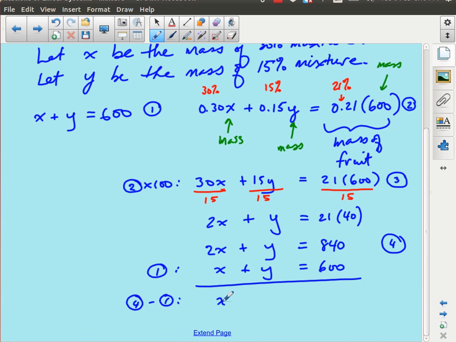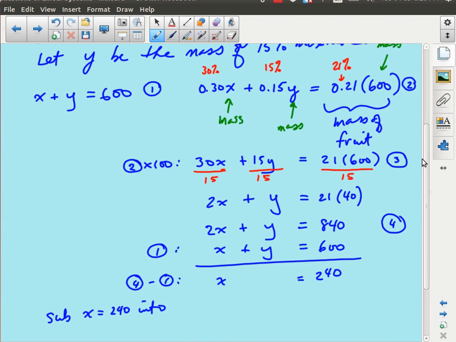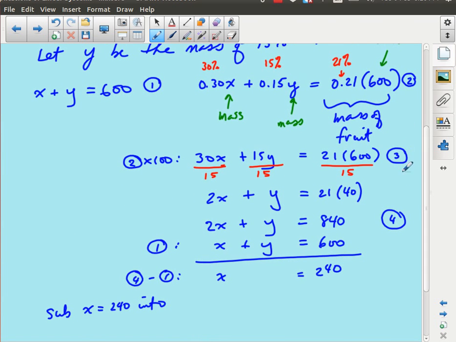2x minus x is simply equal to x, plus y, and then subtract another positive y is equal to 0. 840 minus 600 is equal to 240. So now I have my x value. That's the mass of the 30% mixture. Let's find the mass of the 15% mixture. I'm going to sub x equals 240 into, and let's look back at the equations we've got. Which one of these equations, 1, 2, 3, 4, is going to be best suited to find y? Pretty obviously, equation 1 is perfectly set up for this. So I'm going to sub that into equation number 1.